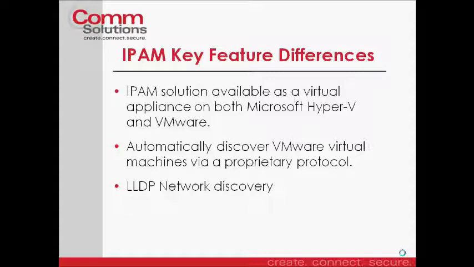Some examples here. One of the solutions is available as a virtual appliance that can run both on Microsoft Hyper-V and VMware. And one of these appliances can automatically discover your VMware virtual machines using a proprietary protocol. So this one appliance can go out and discover those VM machines. Also, one of the appliances can use LLDP for network discovery as well as SNMP. So using LLDP to go out and discover your switches and routers and appliances on the network and pull those addresses in as well.